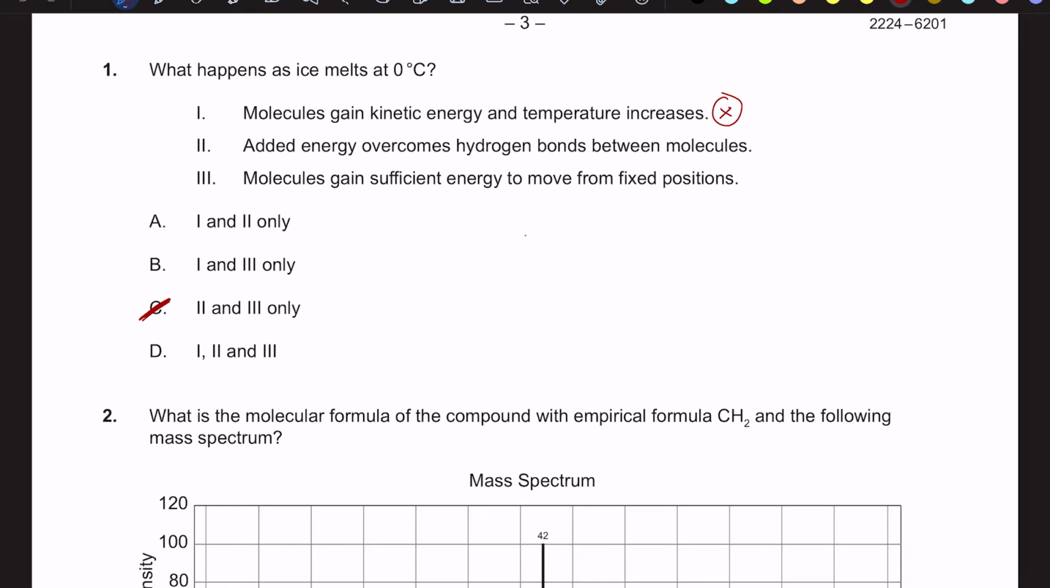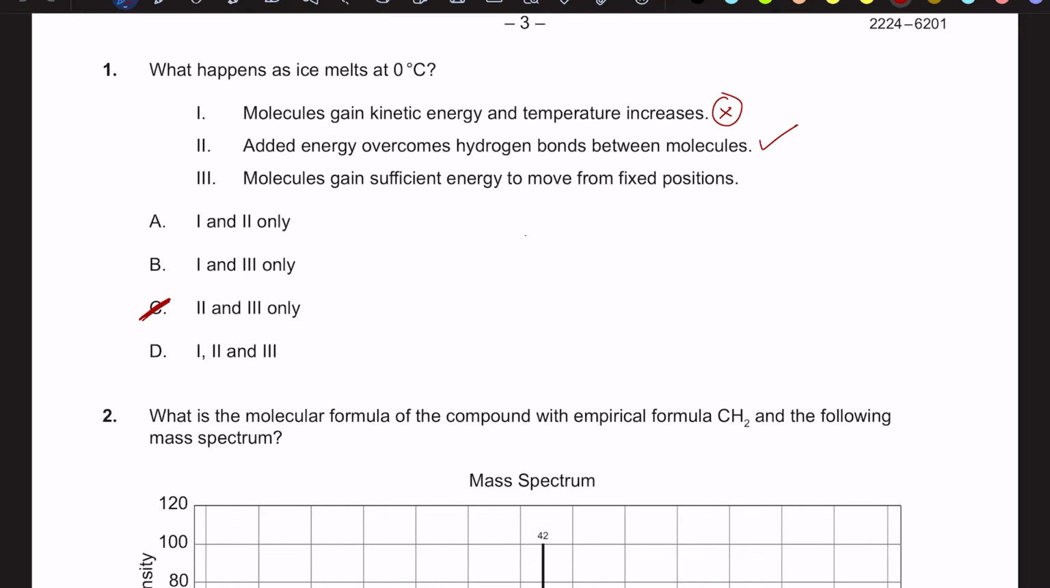The second option says added energy overcomes hydrogen bonds between the molecules. This is true because if you add energy, your bonds start to break. In this case, there are two types of bond. You have the bond between the oxygen and hydrogen, and the second type is the hydrogen bonding present between the molecules. Now, the oxygen-hydrogen bond enthalpy is too high, so this much energy won't be enough to break those bonds. But this much energy is enough to break the hydrogen bonds between the molecules. This one is right, of course.